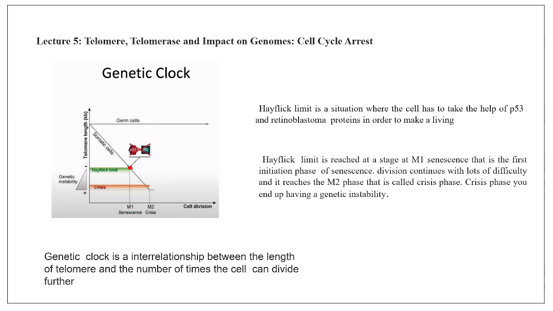So the Hayflick limit is a situation where the cell has to take the help of P53 and retinoblastoma proteins to make a living. If it is taking the help of P53, just remember that the Hayflick limit describes the limit up to which a cell can replicate without getting damaged.